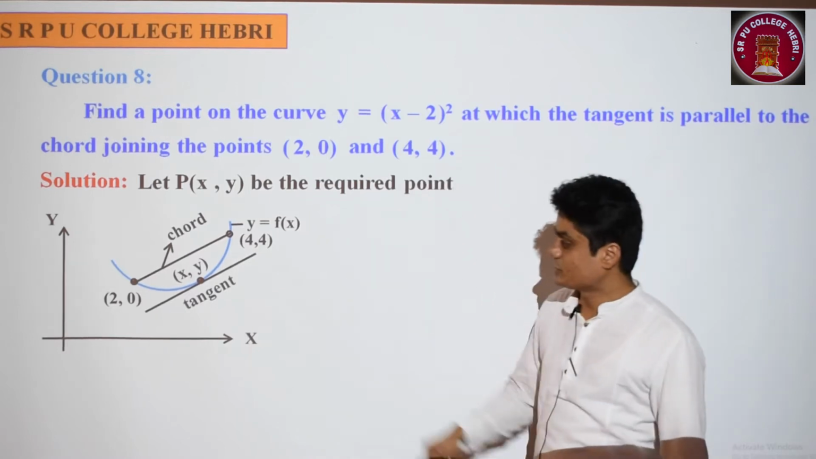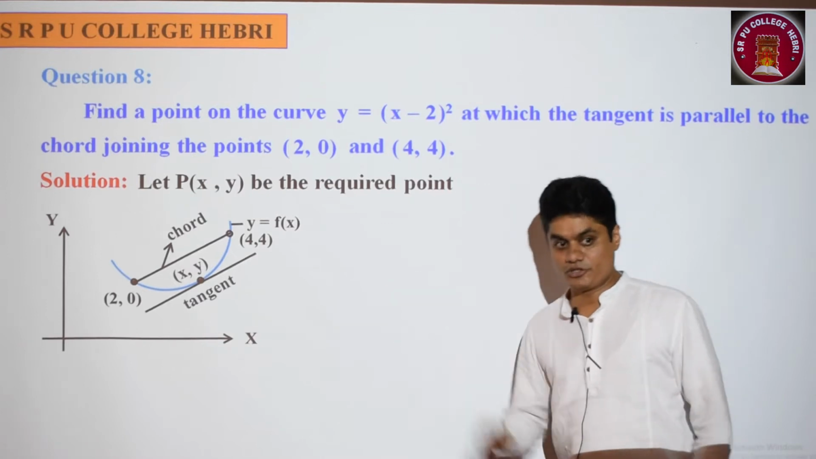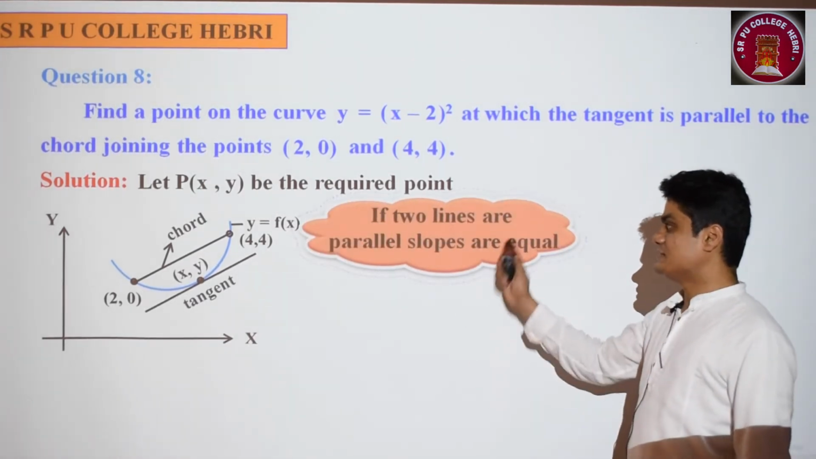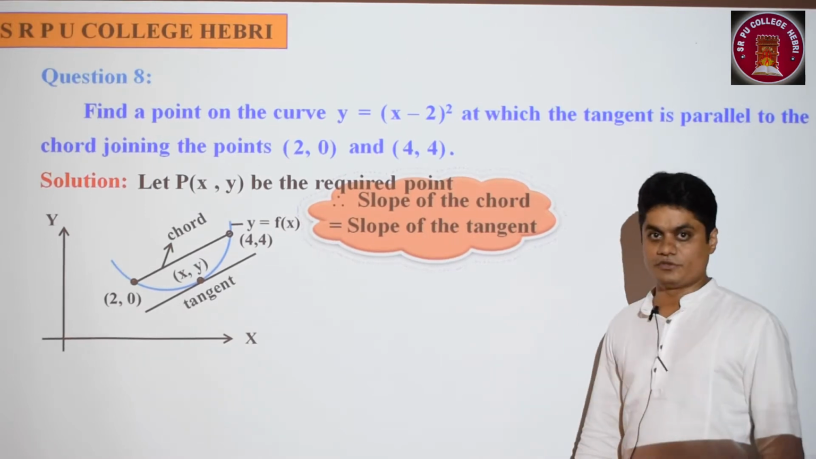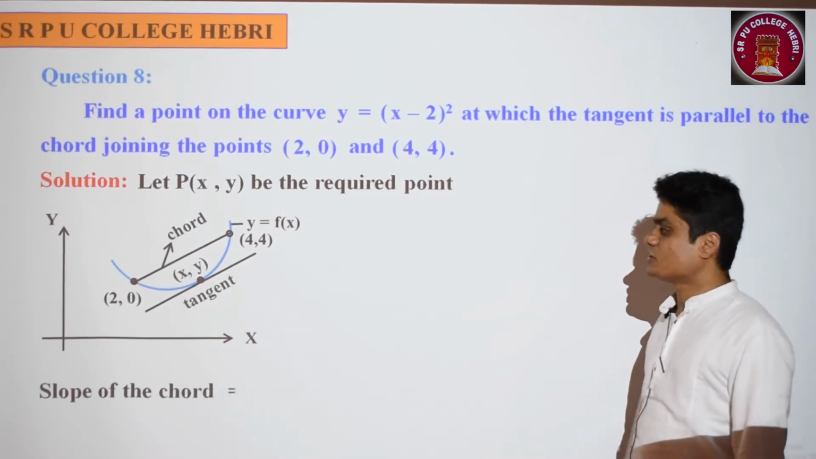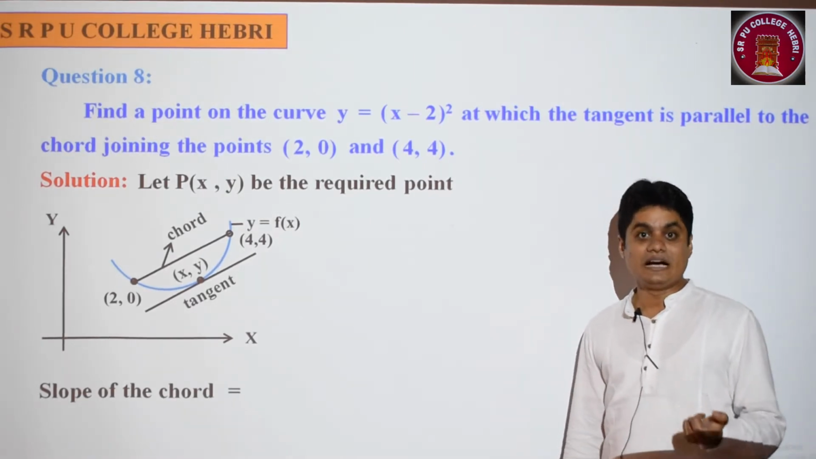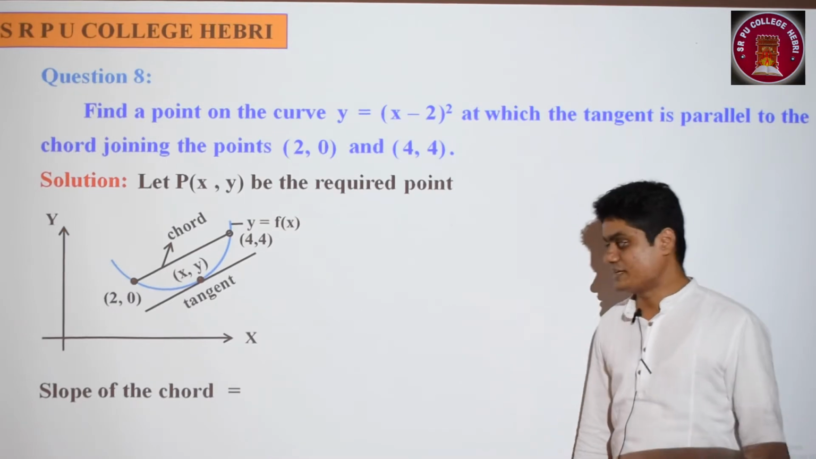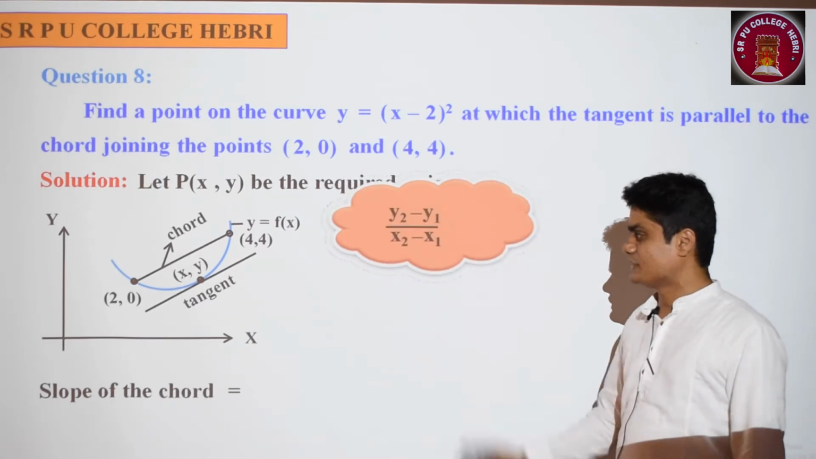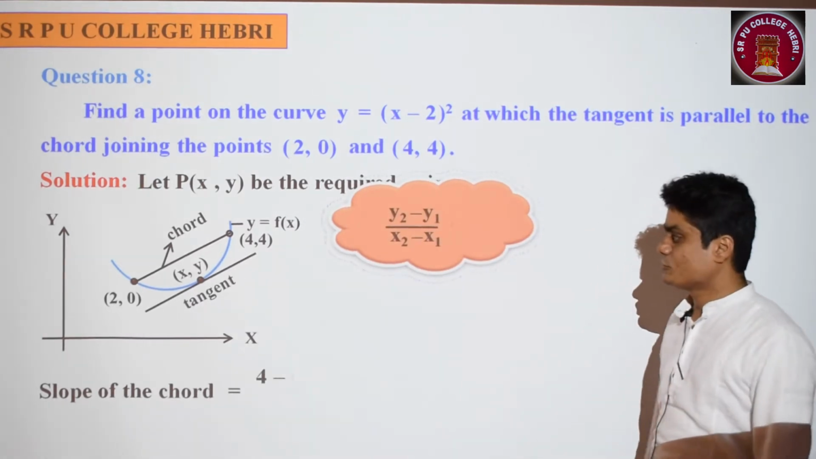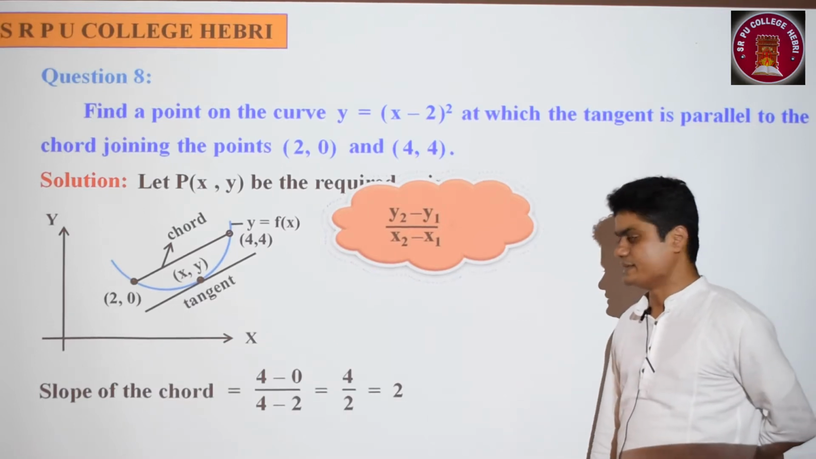To find the slope of the chord, the two endpoints of the chord are given. So I'll show you how to get it. If two lines are parallel, slopes are equal. What is the slope of the chord? When you know two points on the line, how do you get the slope? Using the two-point form, y2 minus y1 by x2 minus x1. It is (4 minus 0) by (4 minus 2), so it will be 4 by 2, which is equal to 2.